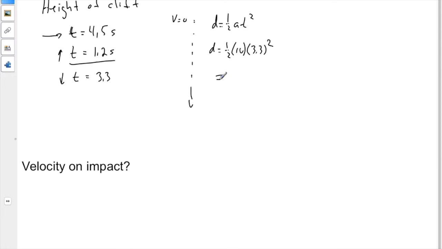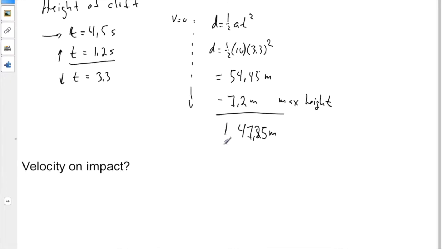If I do that out, I come up with a distance of 54.45 meters. Then from that, I subtract the 7.2 meters that was the max height, and I get 47.25 meters, just as I would have expected.